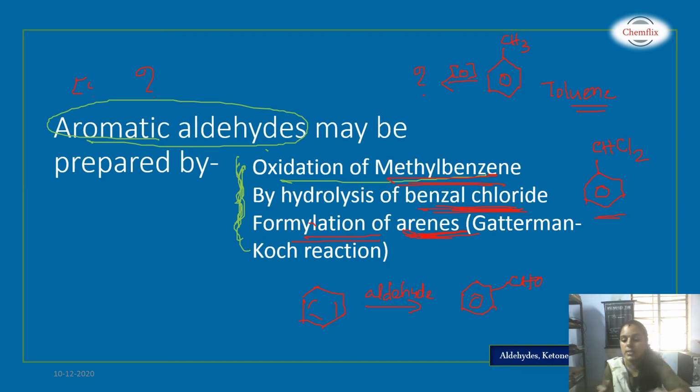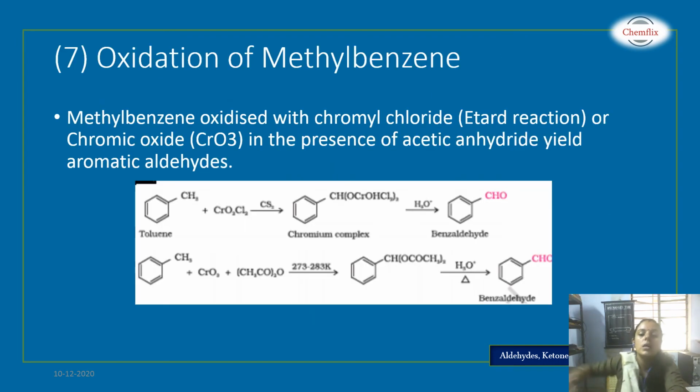So let's see. The first one is oxidation of methyl benzene. There you can see a particular named reaction, that is called Etard's reaction. This named reaction is very important. So methyl benzene, this toluene, is oxidized using chromyl chloride. So Etard means chromyl chloride.